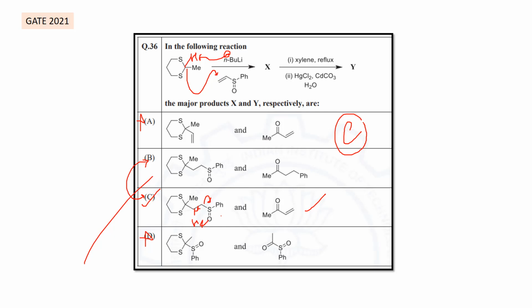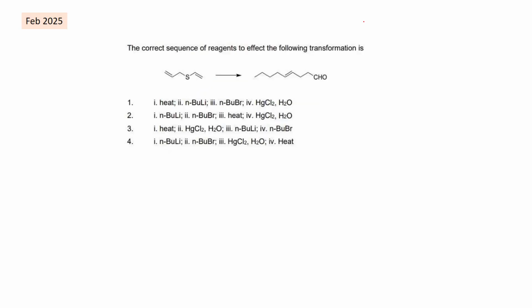Let's go to the next question. So the correct sequence of reagents to form this transformation. Let's go one by one. Suppose in the first one they have given heat. From the product you can see there is no sulfur remaining. So you have to remove the sulfur from the system. This is possible using a deprotecting reagent.